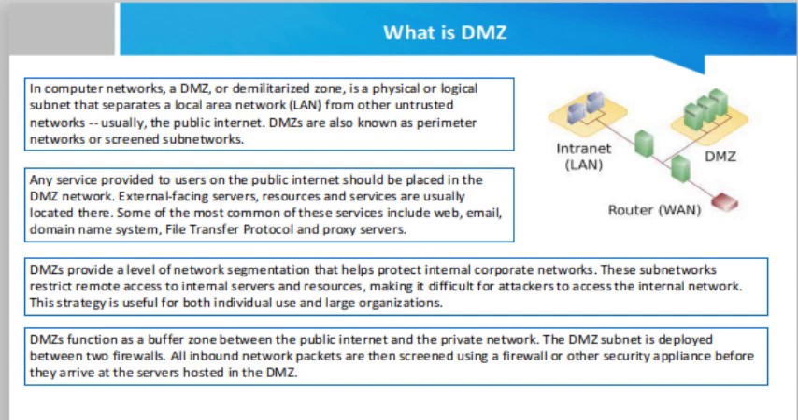Any services provided to users on the public internet should be placed in the DMZ network. External facing servers, resources, and services are usually located there. Some of the most common of these services include web, email, domain name system, file transfer protocol, and proxy servers.